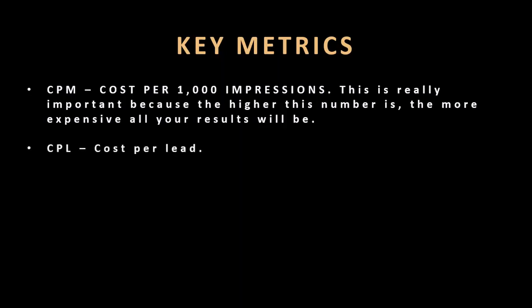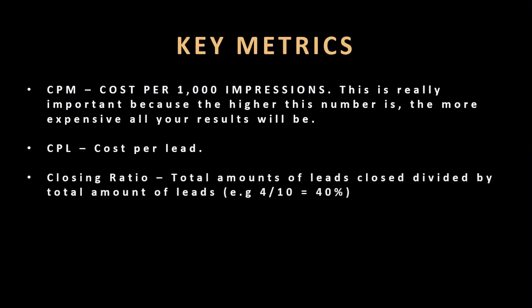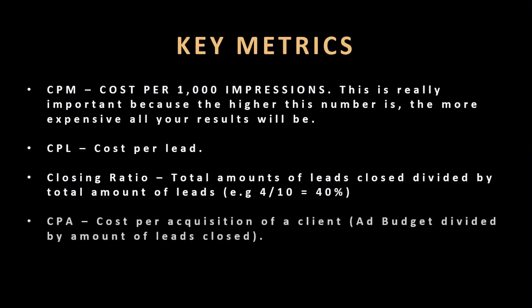CPL, that stands for cost per lead. Closing ratio, so this is your total amount of leads closed divided by your total amount of leads, e.g. if you have 10 leads and you close 4 of them, it's 40% closing ratio. CPA, this is your cost per acquisition of a client. So it's your ad budget divided by the amount of leads closed. Really important to know how much you need to spend to get a new customer.